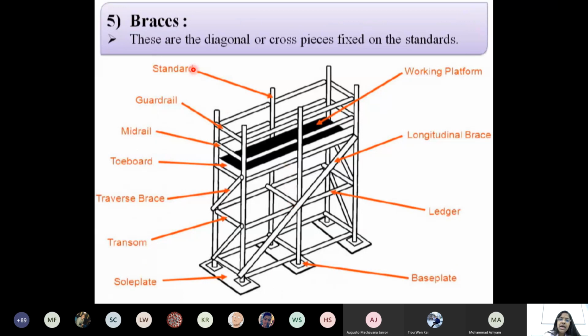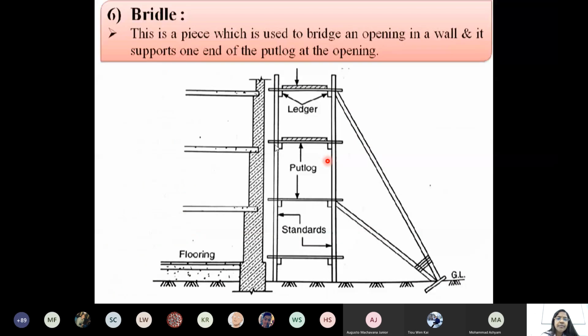Braces. Braces are diagonal crossing pieces fixed at the standards. See, these are the braces. Braces may be built panel by panel or all together. Cross braces, diagonals, are called braces. The braces are connecting the standards. So the cross members or connectors between the standards, especially diagonal members, are called bracings. Horizontal ones are also there, but mostly they connect standards and ledgers.